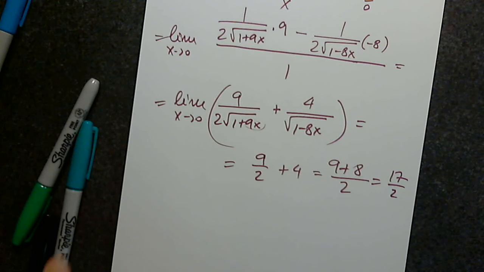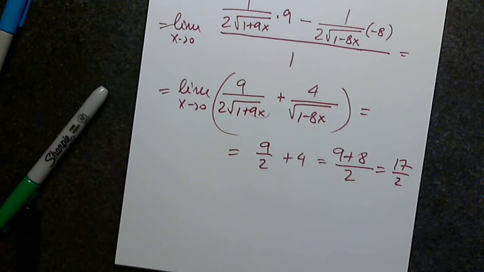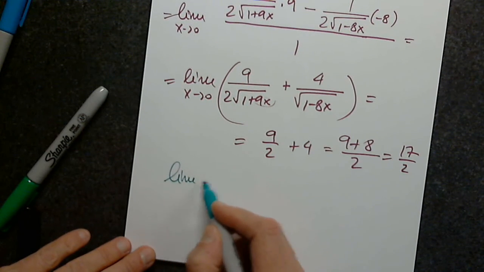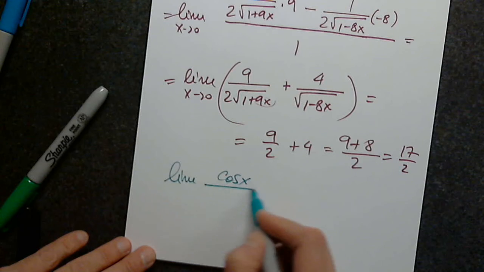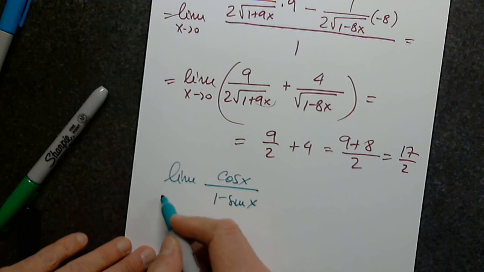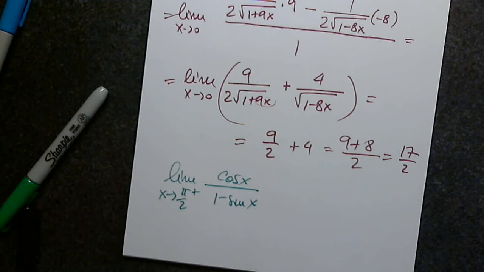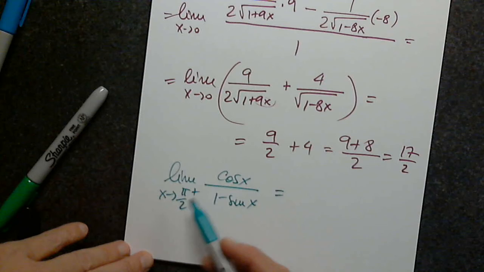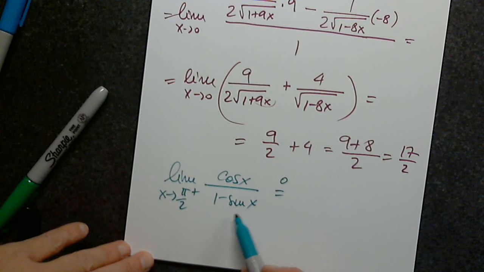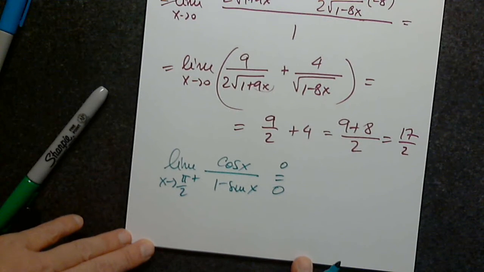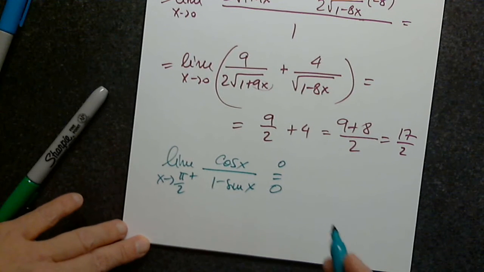8a. Good. So limit of cosine x over 1 minus sine x when x approaches pi over 2 from the right. Meaning with angles in the second quadrant. That's what it means. Cosine at pi over 2 is 0. Sine at pi over 2 is 1. So the denominator is 0. The numerator is 0. Perfect for L'Hopital's rule.